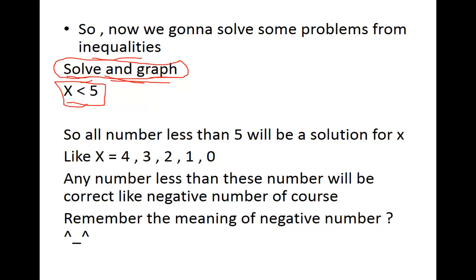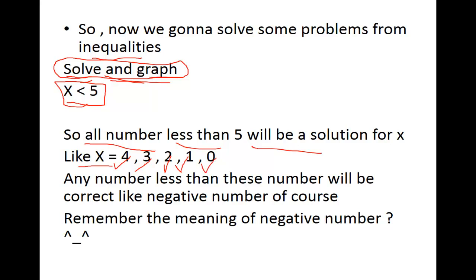Like 4, 3, 2, 1, 0. All the numbers below 5, less than 5, are correct. So all numbers less than 5 are solutions for x. Like x equals 4. 4 is less than 5, so it's correct. 3 is less than 5, so it's correct. 2 and 1 and also 0.